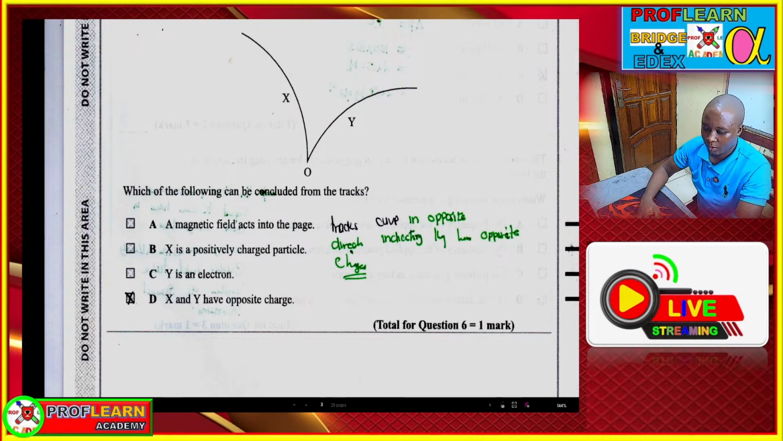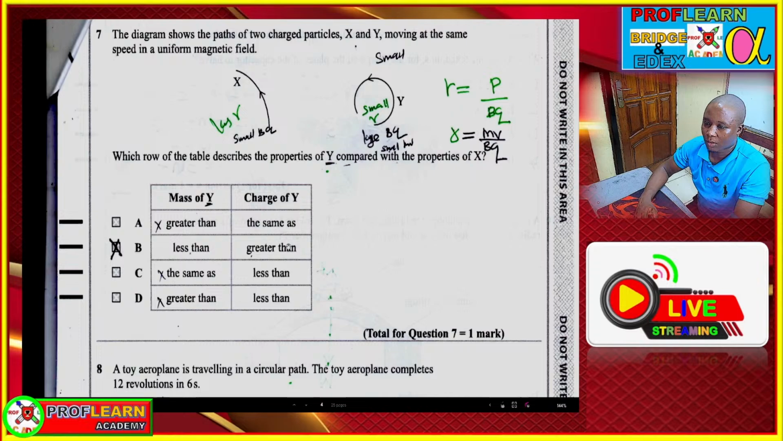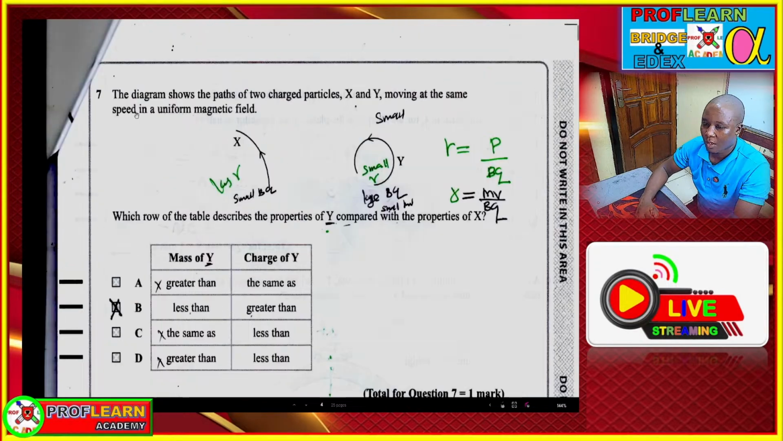And then we have question number 7, where we are told that the diagram shows the path of two charged particles X and Y moving at the same speed in a uniform magnetic field. You can see this one has a larger radius, and this one has a smaller radius. The radius equals momentum over magnetic flux density times the charge. Since the particles are moving at the same speed, they are going to have the same amount of momentum in that case.